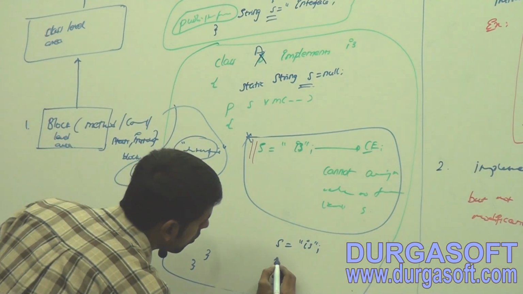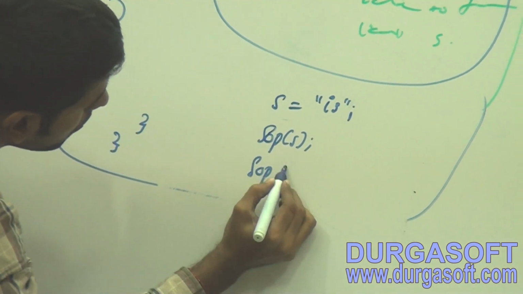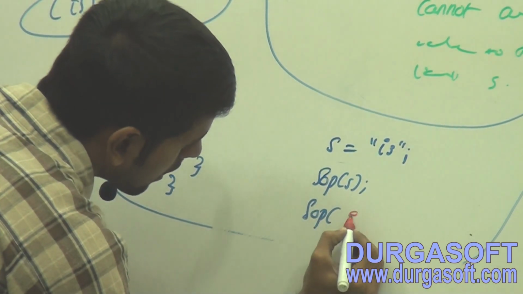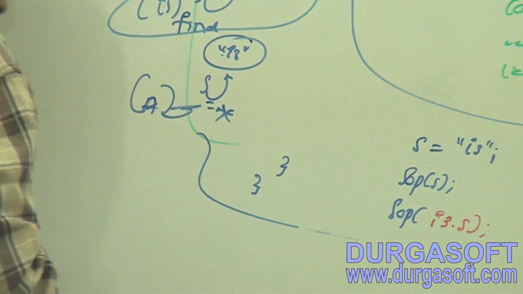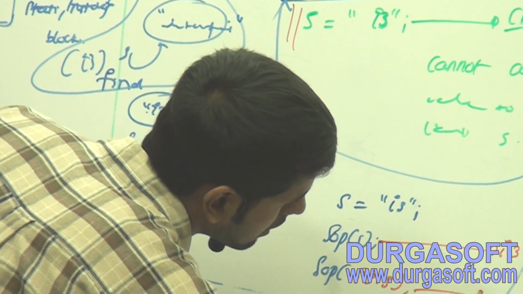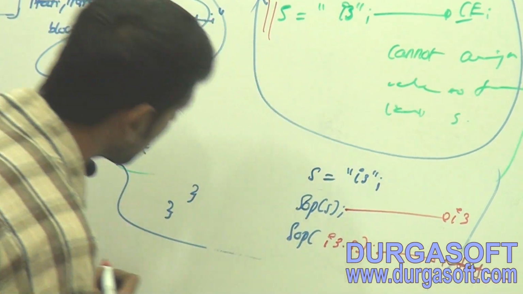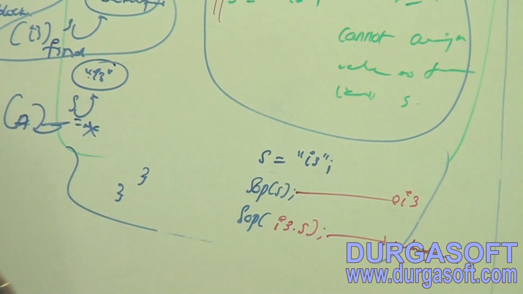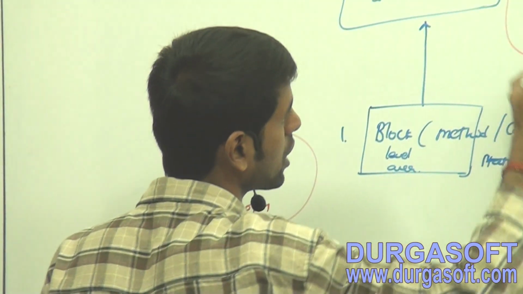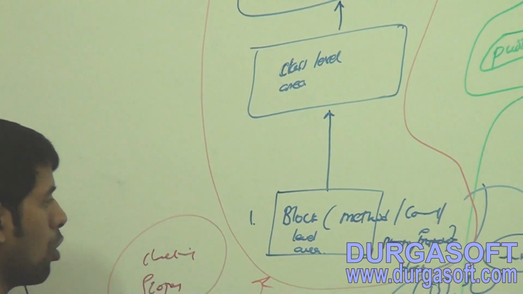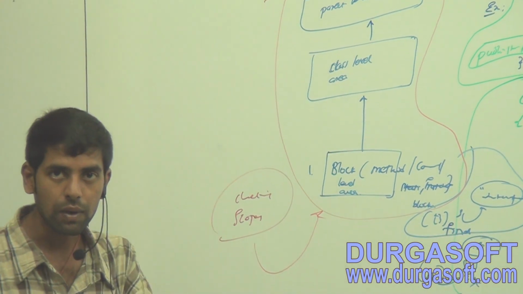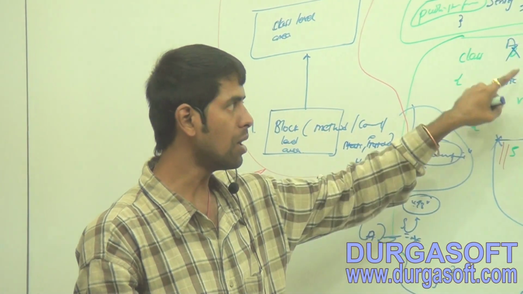Now observe SOP of I3.s. Now here you will get the output as interface. That will be the output. Why? Because of checking scopes. This is our checking scopes, checking areas. This was the internal implementation of the JVM to resolve the variable s.